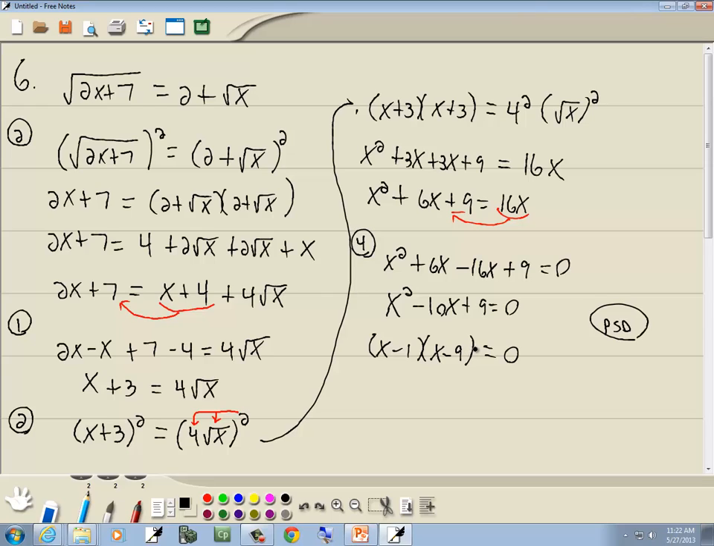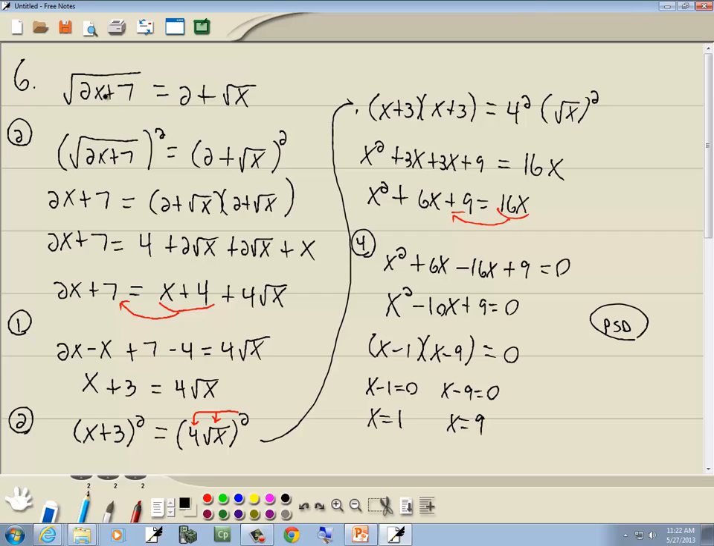Zero factor property. If you get 0 on one side, you factor the other side, set each factor equal to 0. So I'm going to set x minus 1 equal to 0, and I'll set x minus 9 equal to 0. And solve that, and that gives us x equals 1 and x equals 9, maybe.